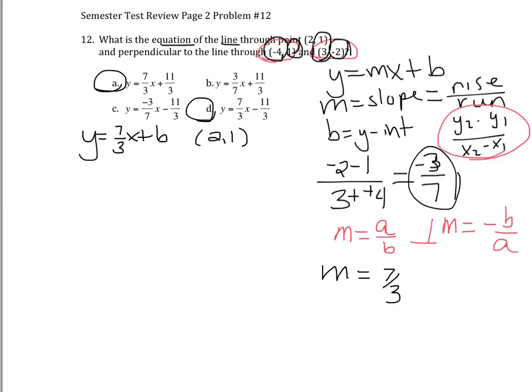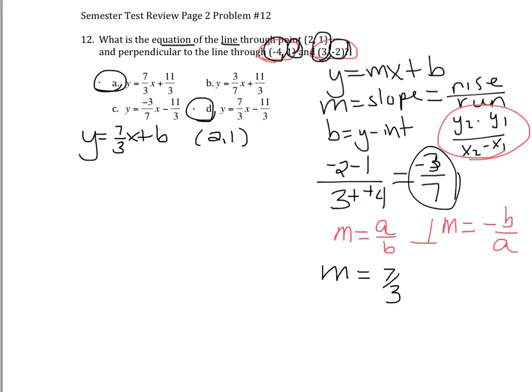So I have 2 options here. I can either plug in the point 2, 1 to A, plug in the point 2, 1 to D, and see which one of those the point satisfies. Or I can go ahead and use my algebra skills, write one equation with one variable and solve it. I'm going to choose the latter.